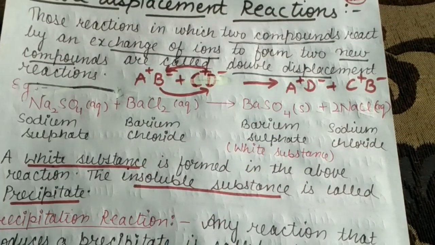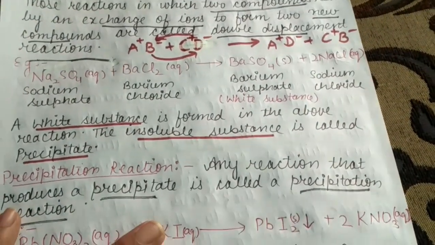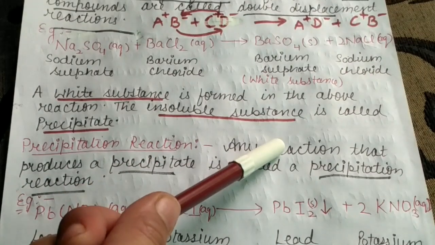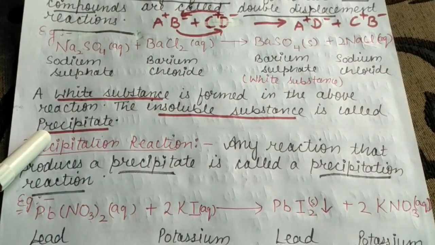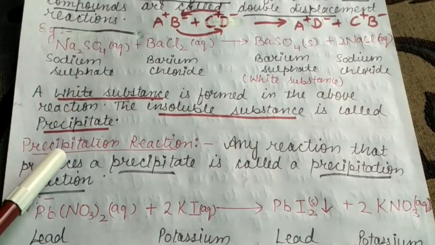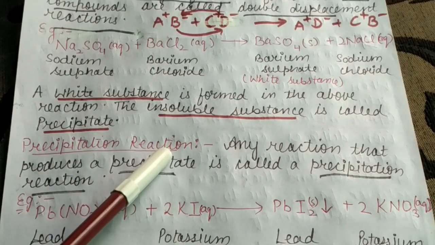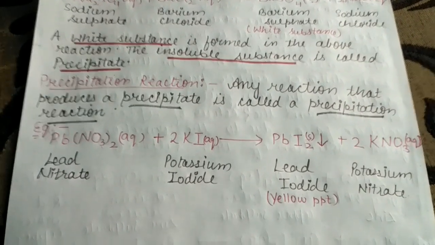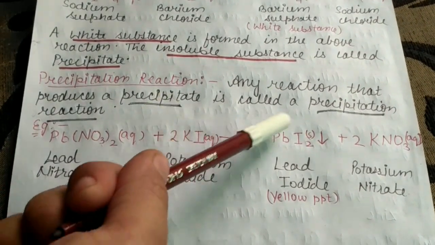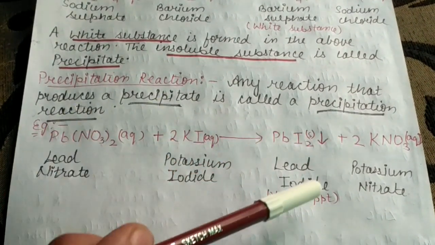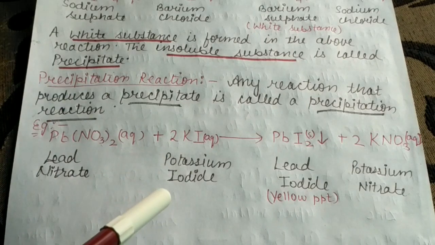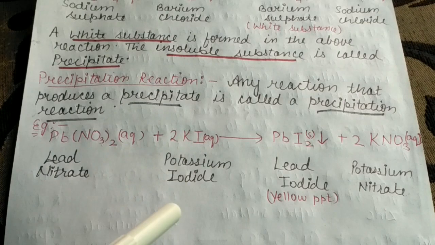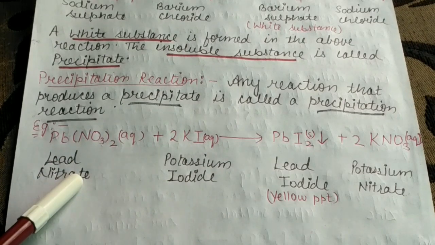Now we will discuss the precipitates. The white substance formed in the above reaction is an insoluble substance, and it is called the precipitate. Now we are going to discuss it more in the precipitation reactions. What are precipitation reactions? Any reaction that produces a precipitate is called a precipitation reaction. So when the reaction is taking place, some precipitates are produced in that, and that we call the precipitation reaction.